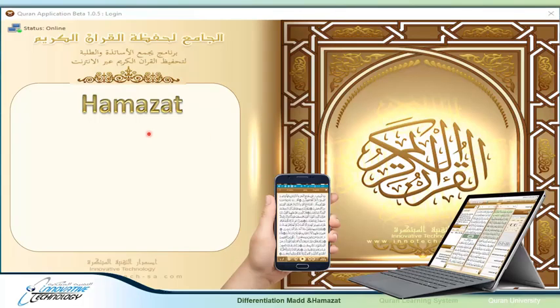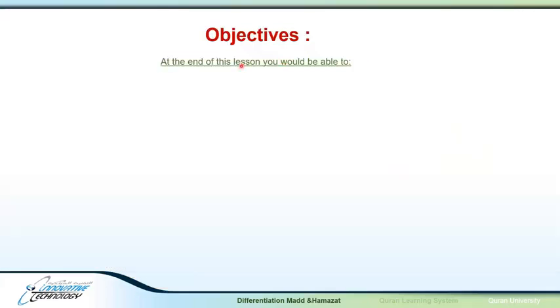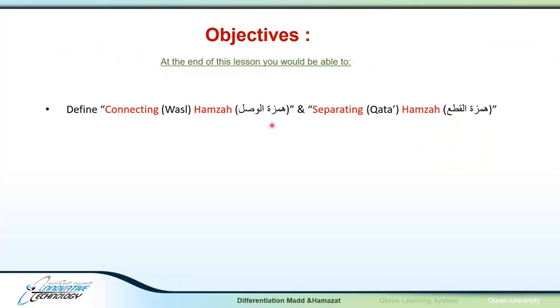Our topic for this lesson is the Hamazat in the Holy Quran and its relationship with the differentiation med. Our objective for this lesson is to define Hamzatul Wasl and Hamzatul Qata'. Hamzatul Wasl means connecting Hamza. Connecting means wasl, and Hamzatul Qata' means separating Hamza, where Qata' means to cut or to separate.